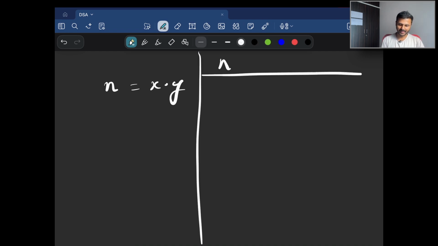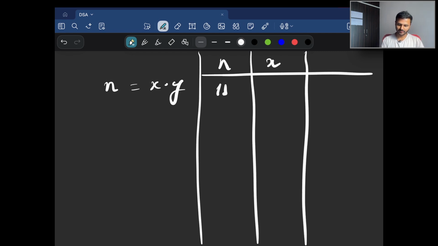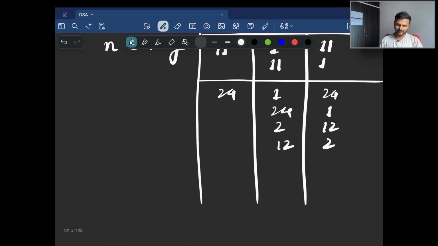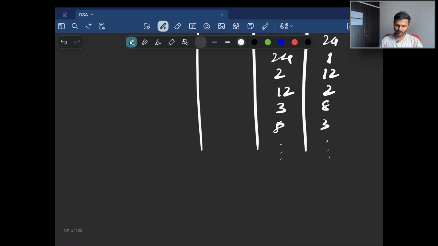Let's say I take n as 11. So if n is 11, what can the values of x and y be? The values of x and y can be 1 and 11, or it can be 11 and 1, right? Now, if I take another example, let's say I take 24, what can the values of x and y be? So x can be 1, y can be 24, or x can be 24, y can be 1. Similarly, x and y can be 2 and 12, or 12 and 2, right? We can continue this and say 3 and 8, or 8 and 3, and so on, right?